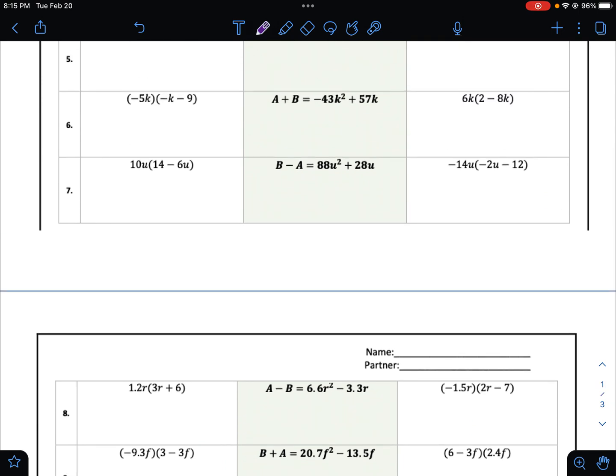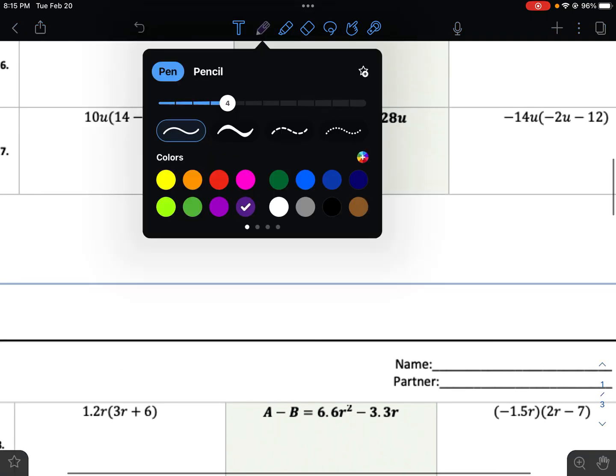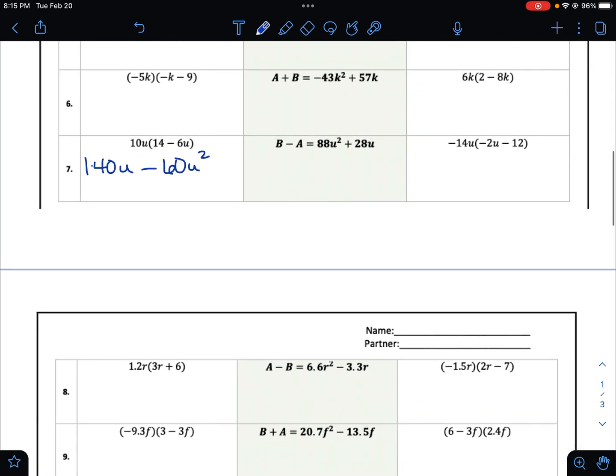All right, so let's go down and do another one that looks like maybe a subtraction sign that maybe has a few more letters in it. So let's say I'm going to look at number 7. Again, I am going to do my problem. So my problem is 140u minus 60u squared. My partner, on the other hand, is going to use their calculator and come up with 2 14s is 28u squared, and a negative and a negative make a positive.